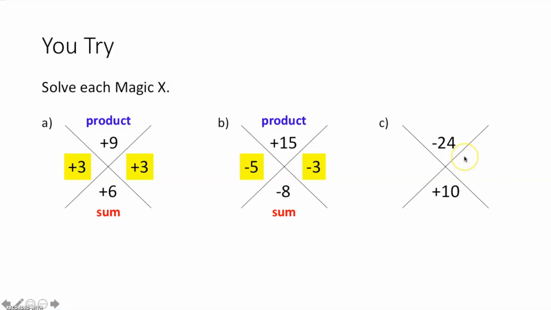Lastly, we need to figure out two numbers whose product is negative 24 and whose sum is 10. Two numbers that multiply together to make negative 24 and add together to make positive 10. Well, in this instance, we have a negative product and a positive sum. If it's a negative product, that means one number has to be negative, one has to be positive. And since the sum is positive, that means the bigger number has to be positive. So let's think. Two numbers that multiply together to make 24.